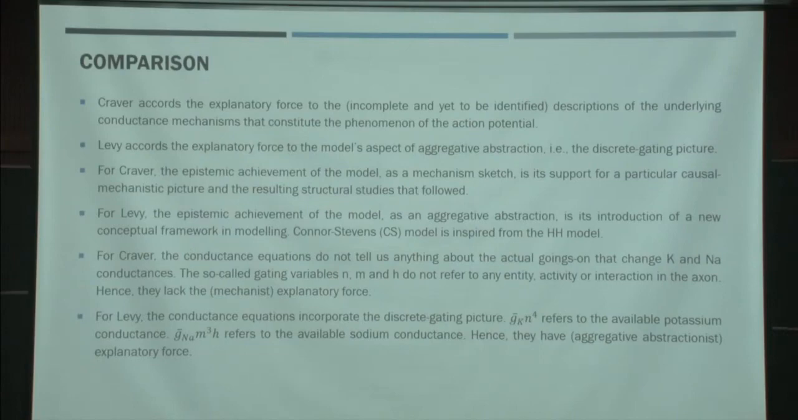And for Craver, these equations and the variables involved in those conductance equations, n, m, and h, do not refer to any entity or activity in the neuron. They were just placeholders, or modeling parameters that computationalists use. They don't really refer to anything in the neuron. So therefore, they lack explanatory force. But for Levy, these variables are part of the discrete gating picture, which is important from a model's point of view. Therefore, they have some kind of explanatory force.